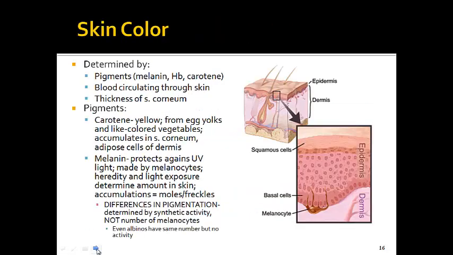Skin color is determined by different pigments like melanin, hemoglobin, and keratin. It's also determined by the amount of blood circulating through your skin and the thickness of the most exterior layer of the epidermis, the stratum corneum, the corny layer. Keratin is a yellow pigment and it accumulates in the stratum corneum and in the fat cells of the dermis and underneath the dermis, so right around here.